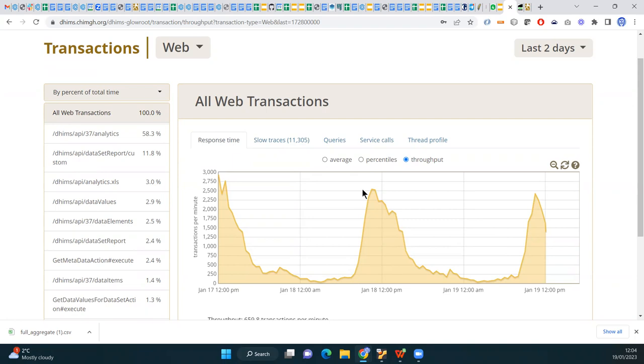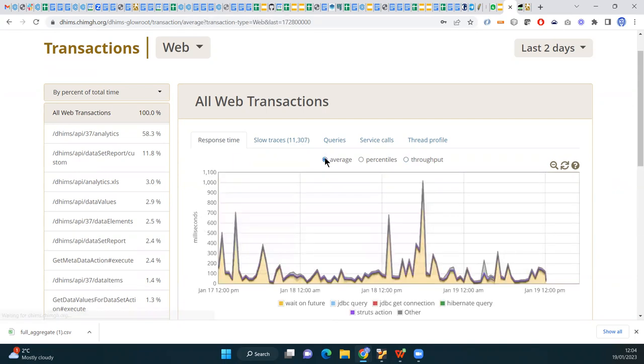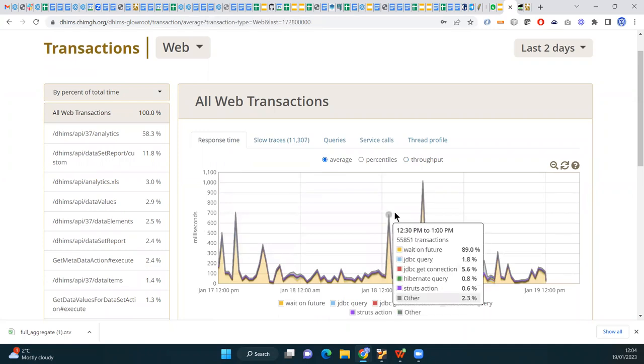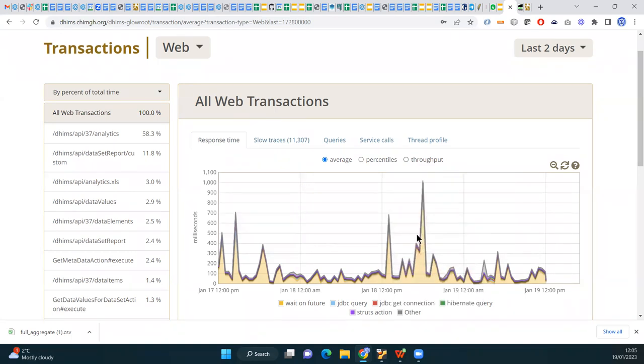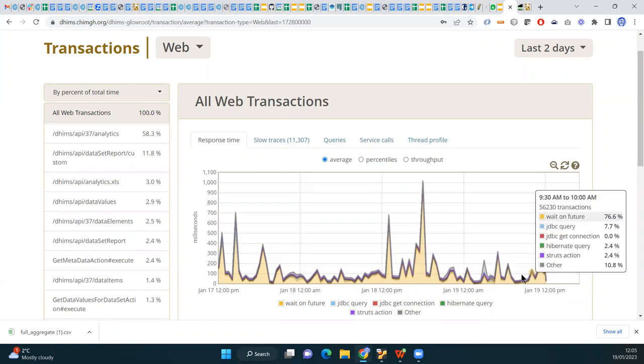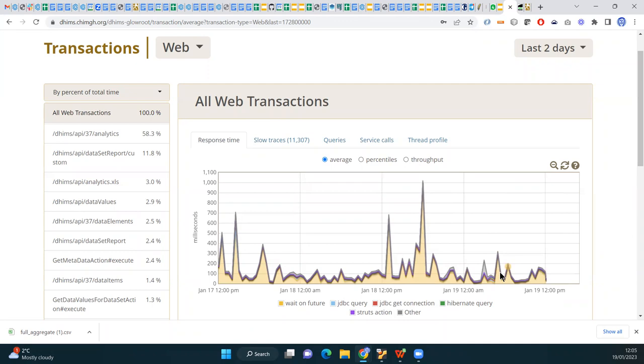How has the performance been? Well, let's look at the response times today and yesterday. We had a nasty little spike yesterday, around about there. Then another nasty little spike a little bit later on in the afternoon. We haven't seen any of that yet. So that's a good thing. We'll know a little bit better towards the end of the day how it looks.